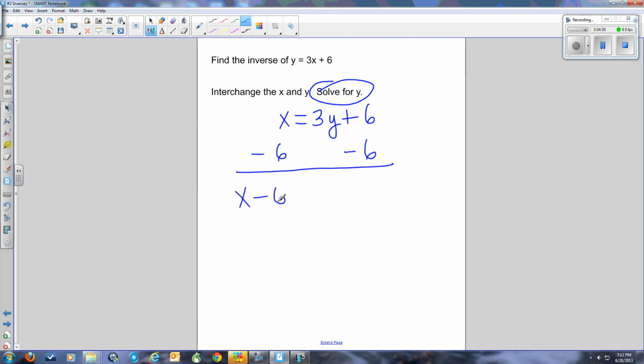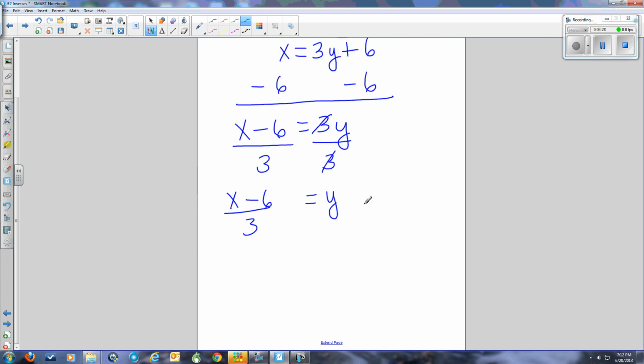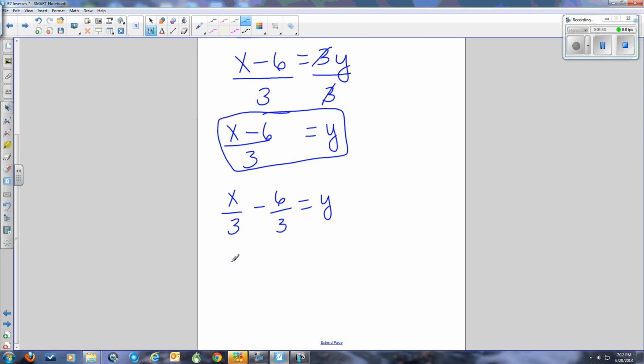So we have x minus 6 equals 3y. And now we want to get y alone, so we're going to divide everything by 3. So the 3's will cancel, and we have y equals (x minus 6) over 3. Now, this is perfectly acceptable, but if you want, you can divide each term by 3. You could divide x by 3, and then divide 6 by 3. And if you did that, you would have x over 3 minus 2 equals y. Either one of these are exactly the same.